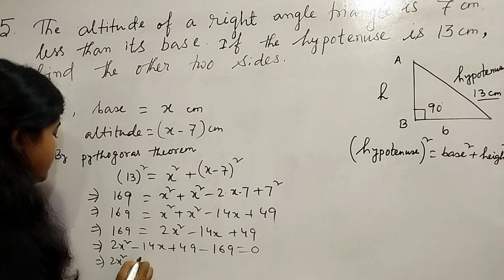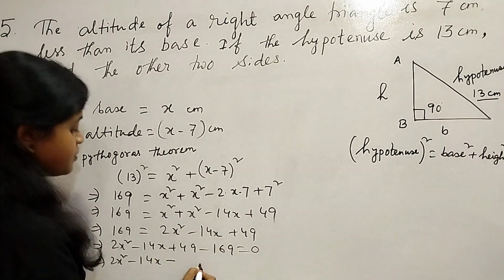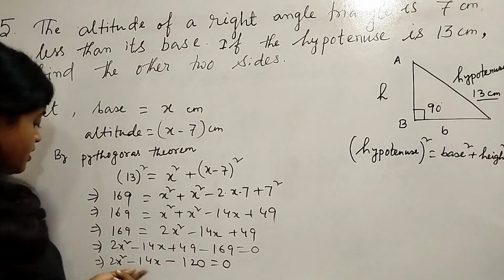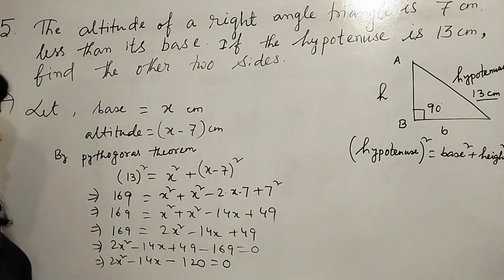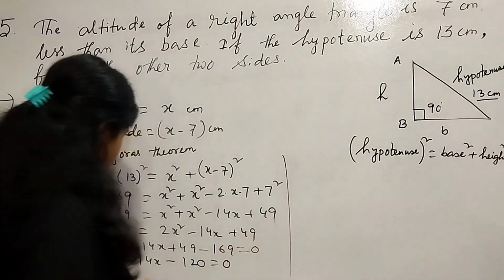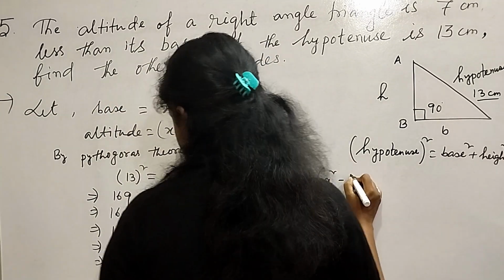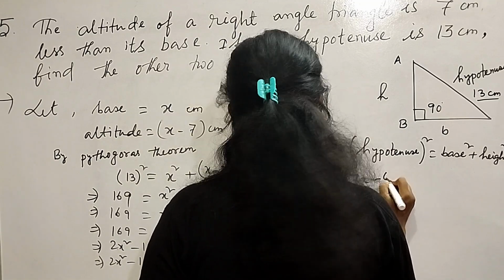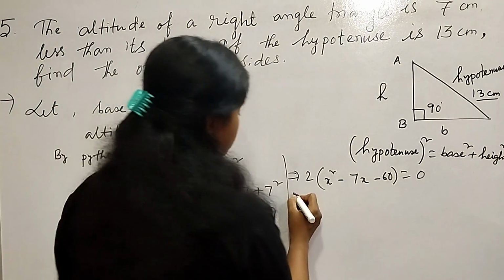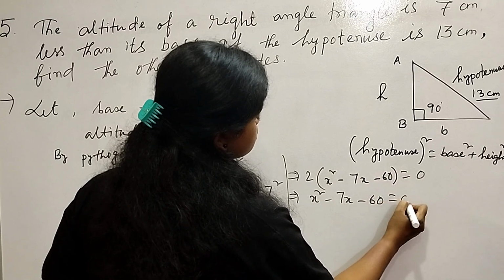So 2x square minus 14x, and 49 minus 169 is minus 120. Now we will take 2 common from each term. So 2 times x square minus 7x minus 60 equals 0. Whenever we take a common factor from each term, we get this expression. So next, x square minus 7x minus 60 equals 0.